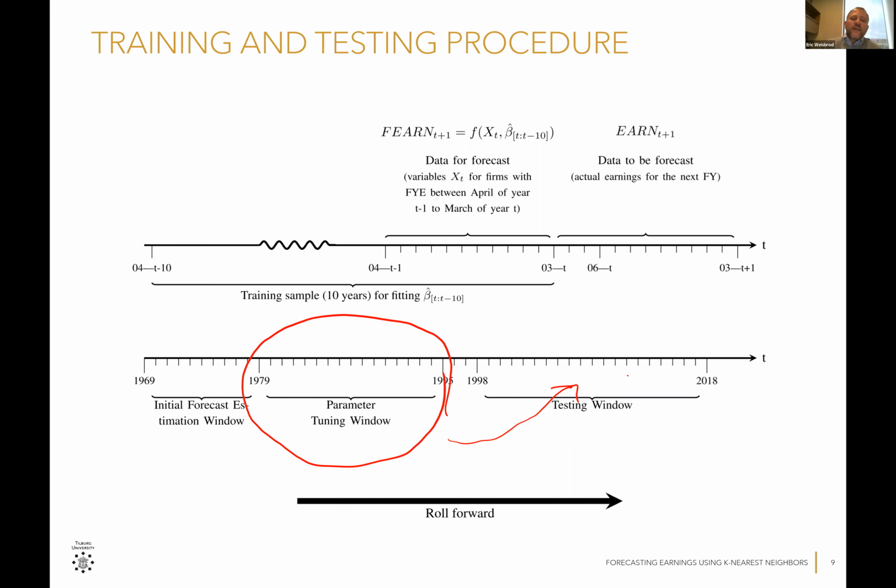And within each of those settings, we always train the model over the prior 10 years of data. We basically roll forward 1 year at a time using the prior 10 years as an estimation sample.